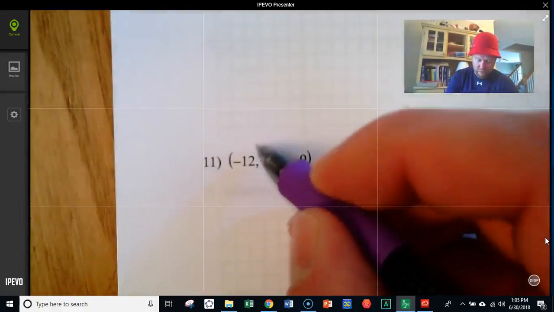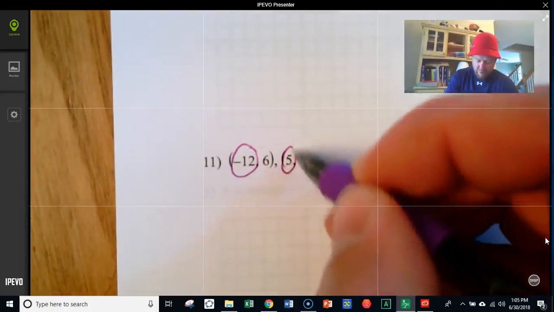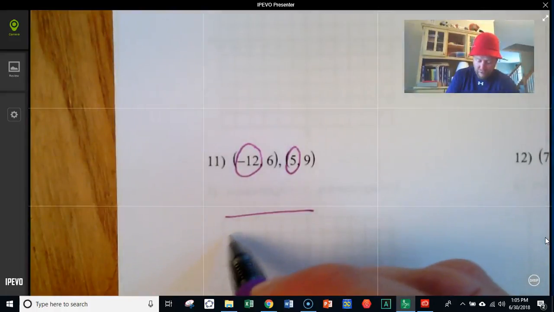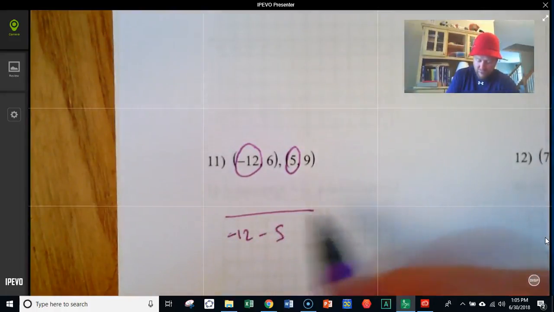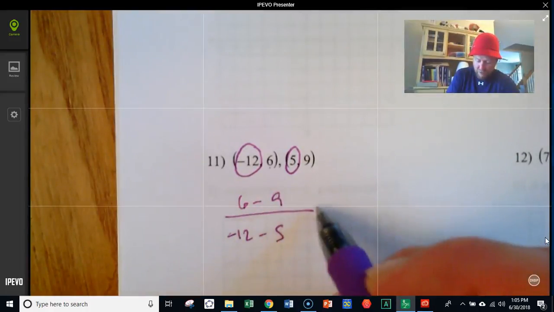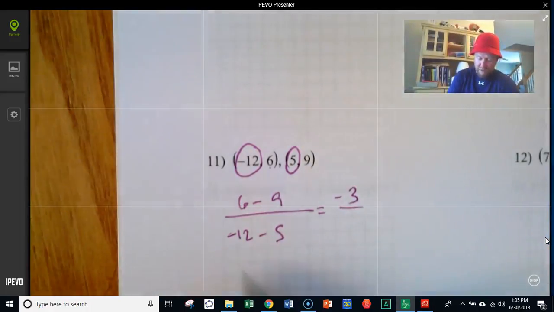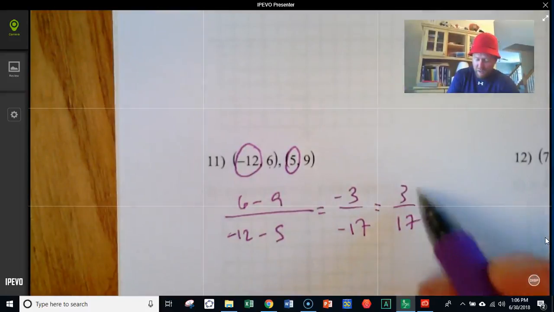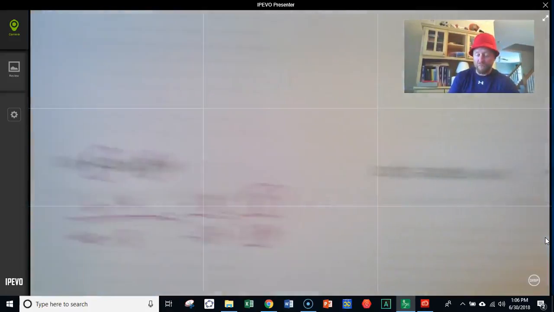Alright, here, I'll circle my x coordinates. I'm only doing this to keep them separate here. So I've got negative 12 minus 5. Since I put the negative 12 first, it's 6 minus 9. 6 minus 9 is negative 3. Negative 12 minus 5 is negative 17. The negatives cancel each other out, and I get 3 over 17.